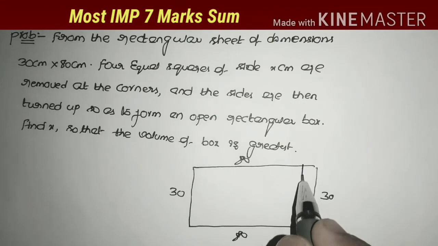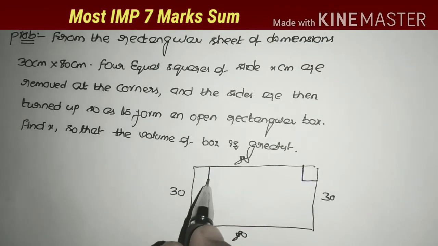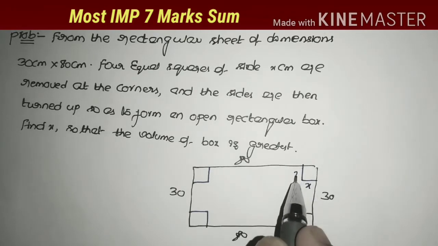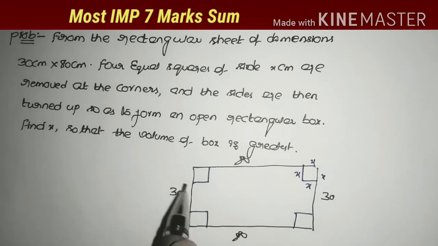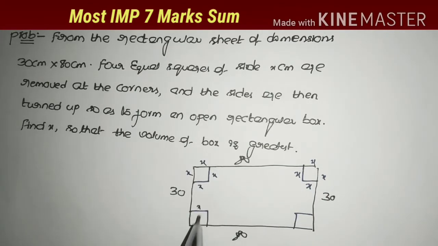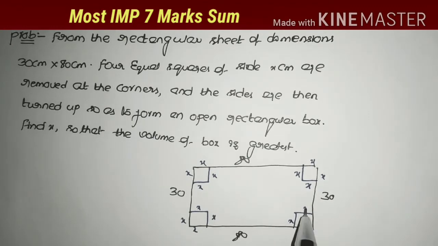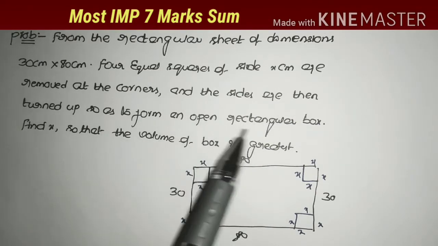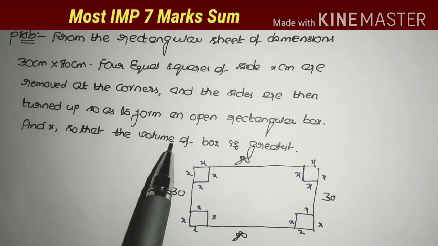That is, here at the corners 4 squares are removed like that, and each side of the square is equal to x centimeters. So at the 4 corners these squares are removed like that, and the sides are then turned up so as to form the open rectangular box.